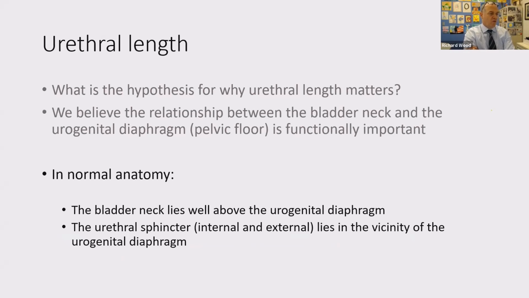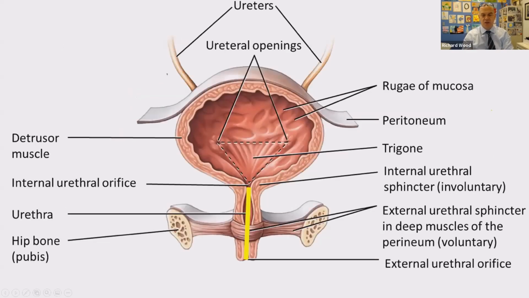So we were trying to work out, well, why is the urethral length important? And what is the functional perspective of this urethral length? And so in normal anatomy, the bladder neck lies above the urogenital diaphragm, as we can see here. So the bladder neck is above the urogenital diaphragm. And so what we wanted to work out was, what length did the urethra need to be to land it above the urogenital diaphragm? And so therefore it was important to know what was the normal urethral length in a little girl.